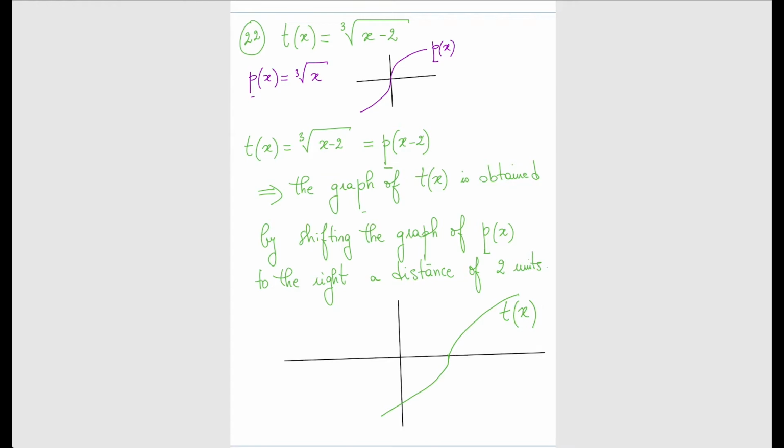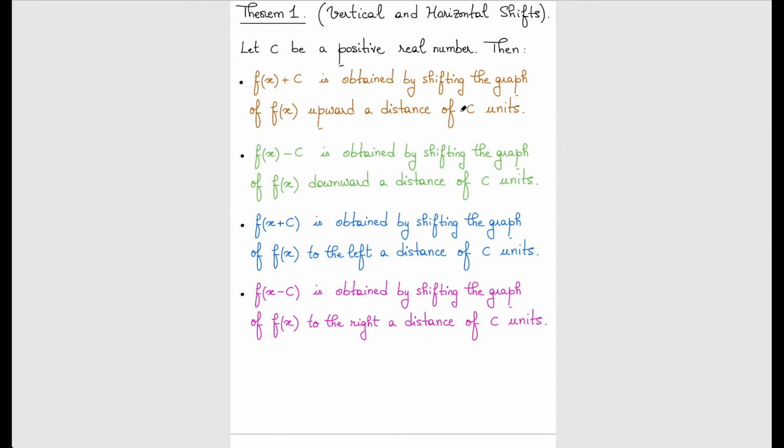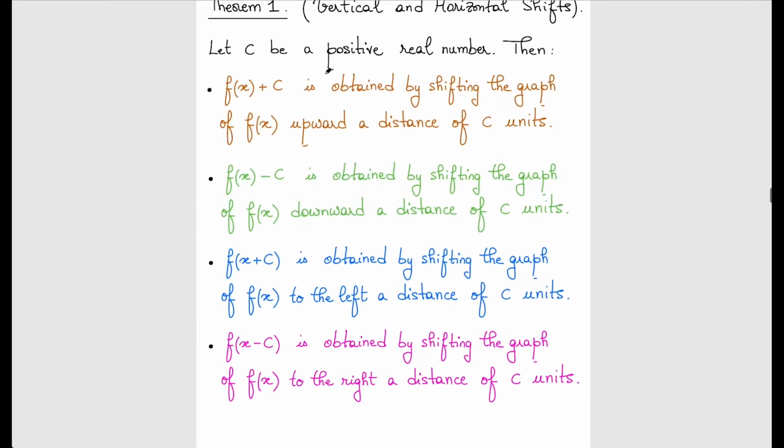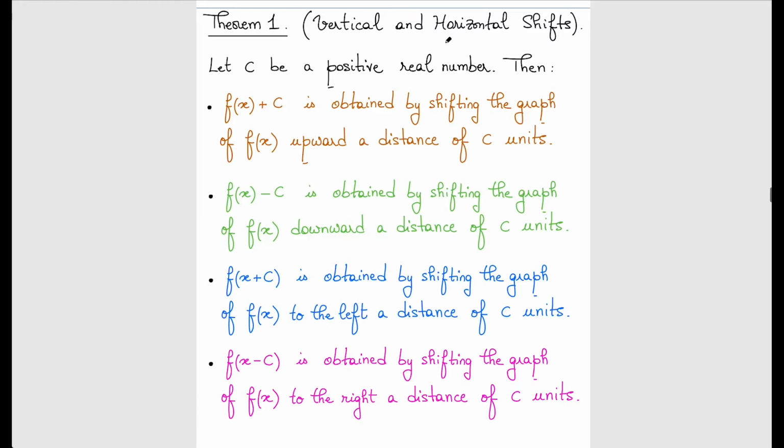Okay? Let's collect now all the results that we discovered so far and place them in a big theorem. So let's call it theorem 1, which was about vertical and horizontal shifts, right? So all the results were about vertical and horizontal shifts.